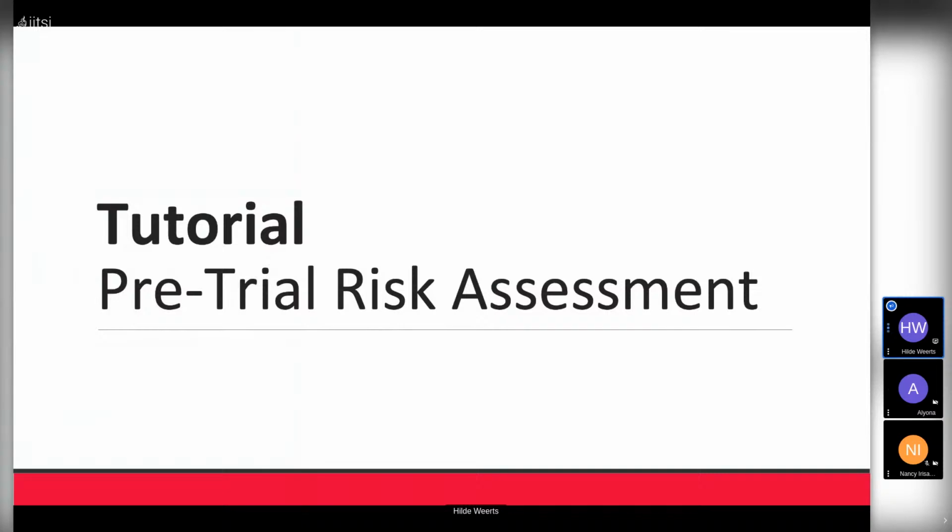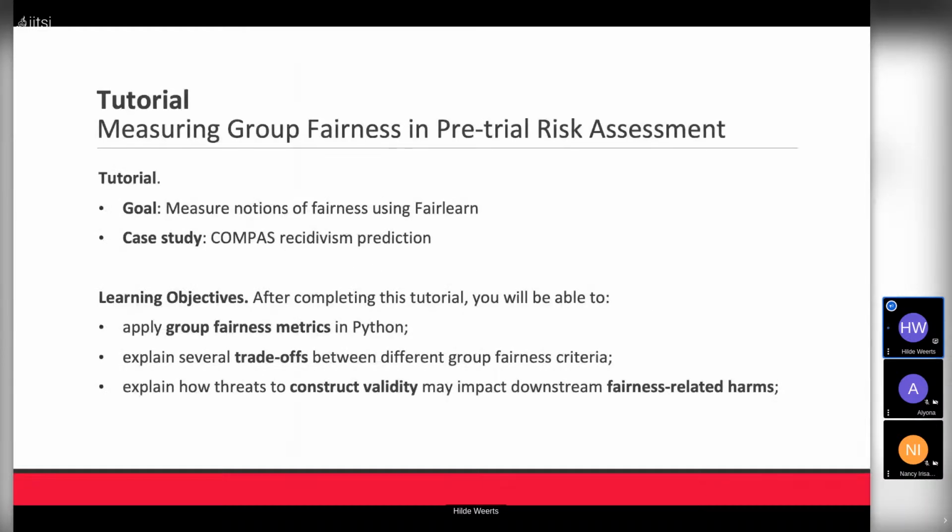So we're going to dive into a very specific case study, and it revolves around pre-trial risk assessment. And this data set that we're going to look into was collected in the United States. That's also why I think it's good to give you a short introduction of the context of how this data was collected. So the goal of the tutorial will be to learn how to measure particular notions of fairness using Fairlearn. And we're going to look at the Compass recidivism prediction algorithm. If you have already seen something about algorithmic fairness before, then you're probably aware of this case study. So we're going to use this as a running example.